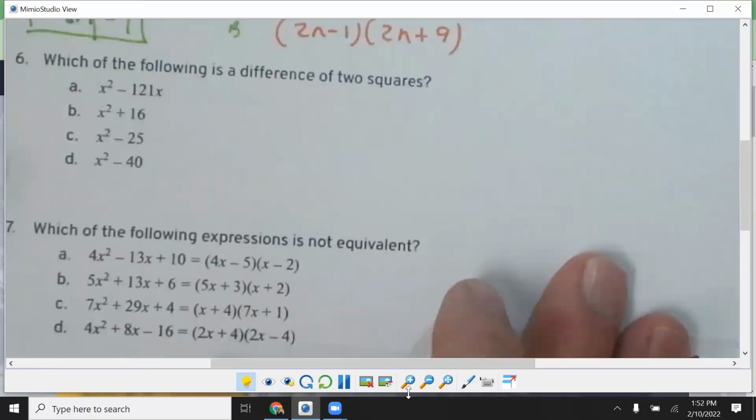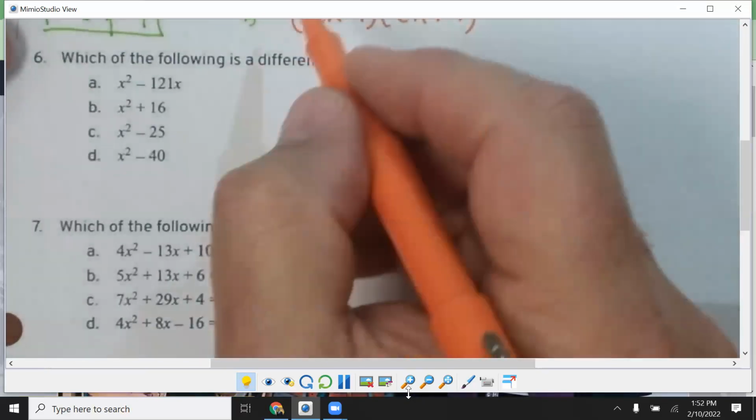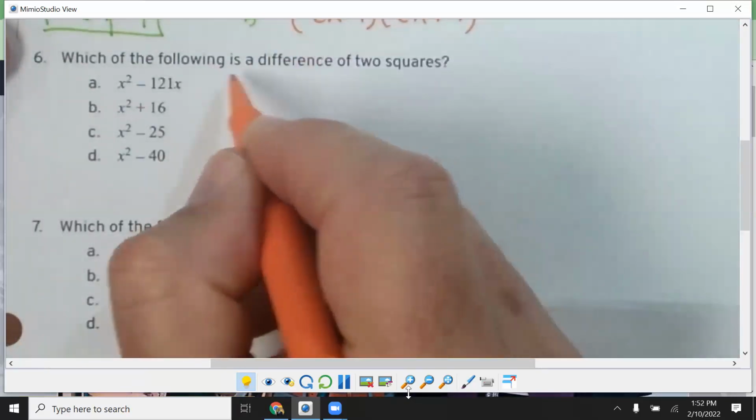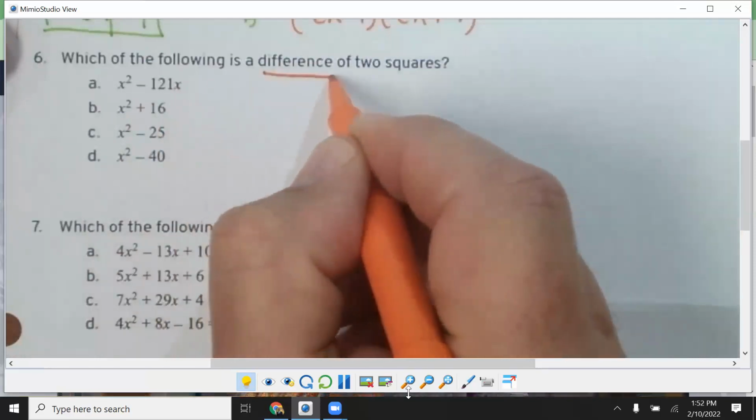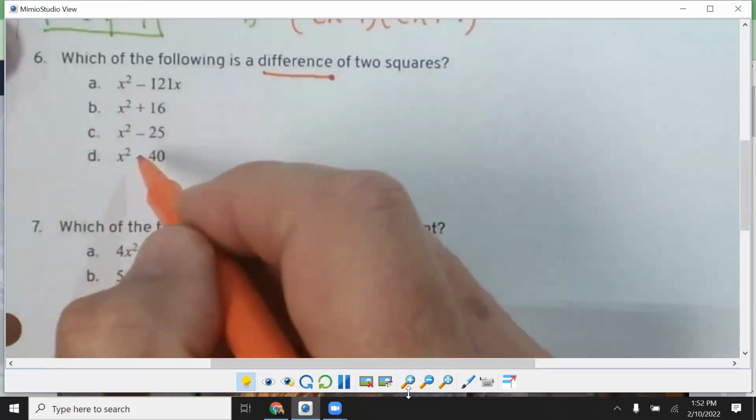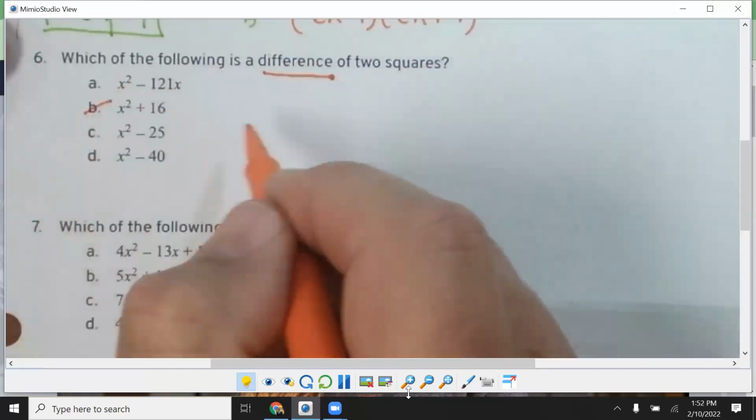Go to number 6. Number 6 says, which of the following is a difference of 2 squares? Well, remember, they don't want you to do any math. They just want to identify the difference. Difference means subtract. So anything that has a positive in the middle is wrong.